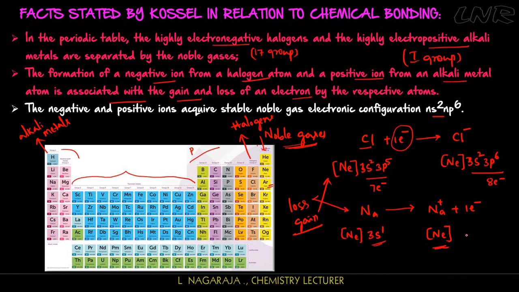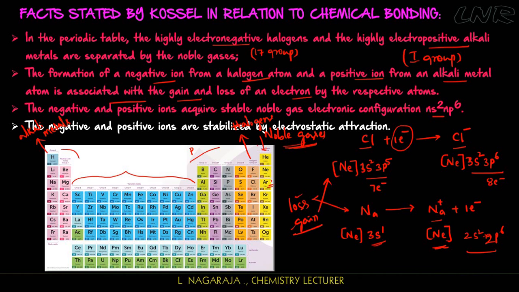So the noble gas configuration is 2s2 and 2p6. That is the outermost configuration of neon, ns2, that is 2s2 2p6. So both the Cl as well as Na plus attain the nearest noble gas configuration, either by loss of electrons or gain of electrons. So the negative and positive ions are stabilized by the electrostatic attraction.